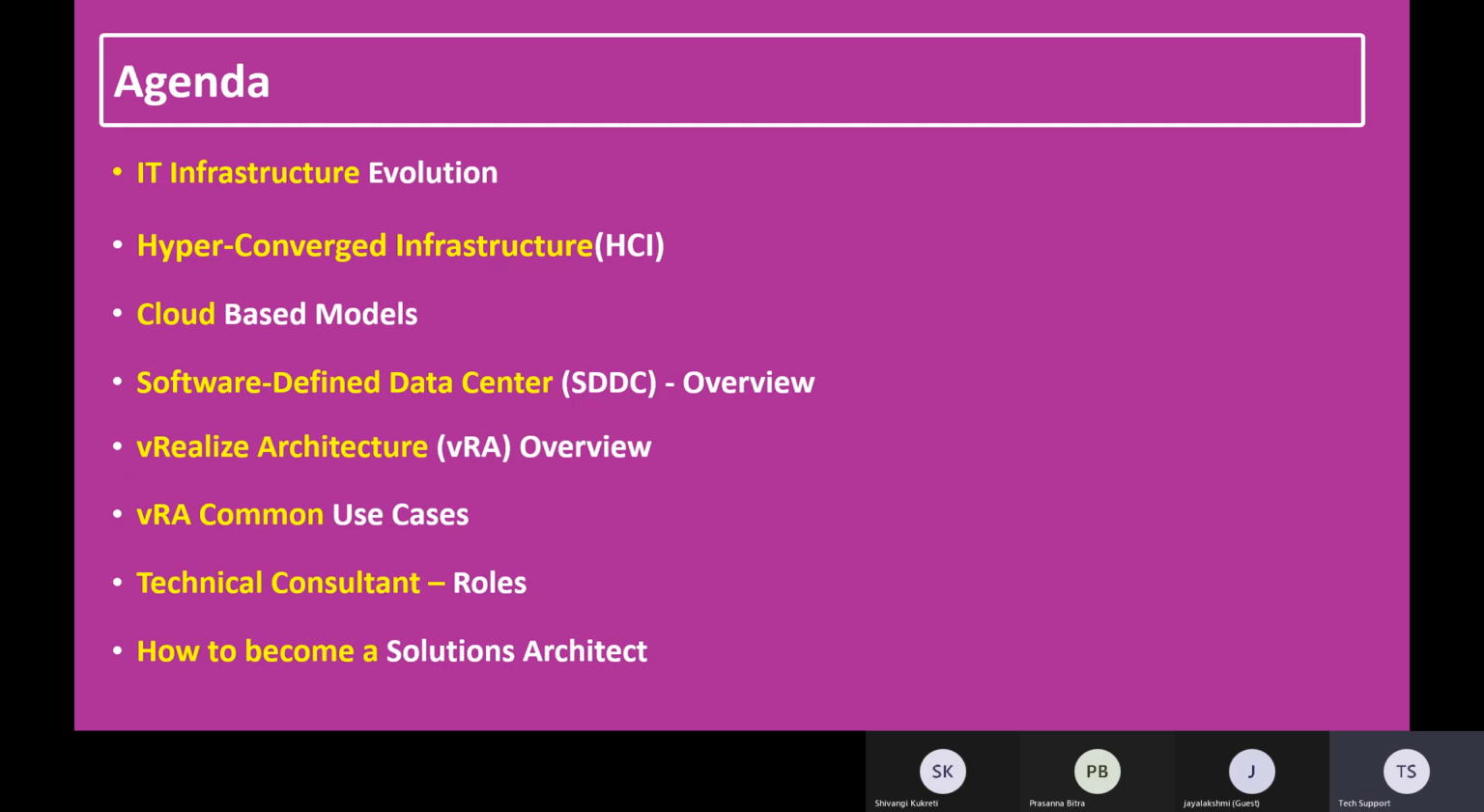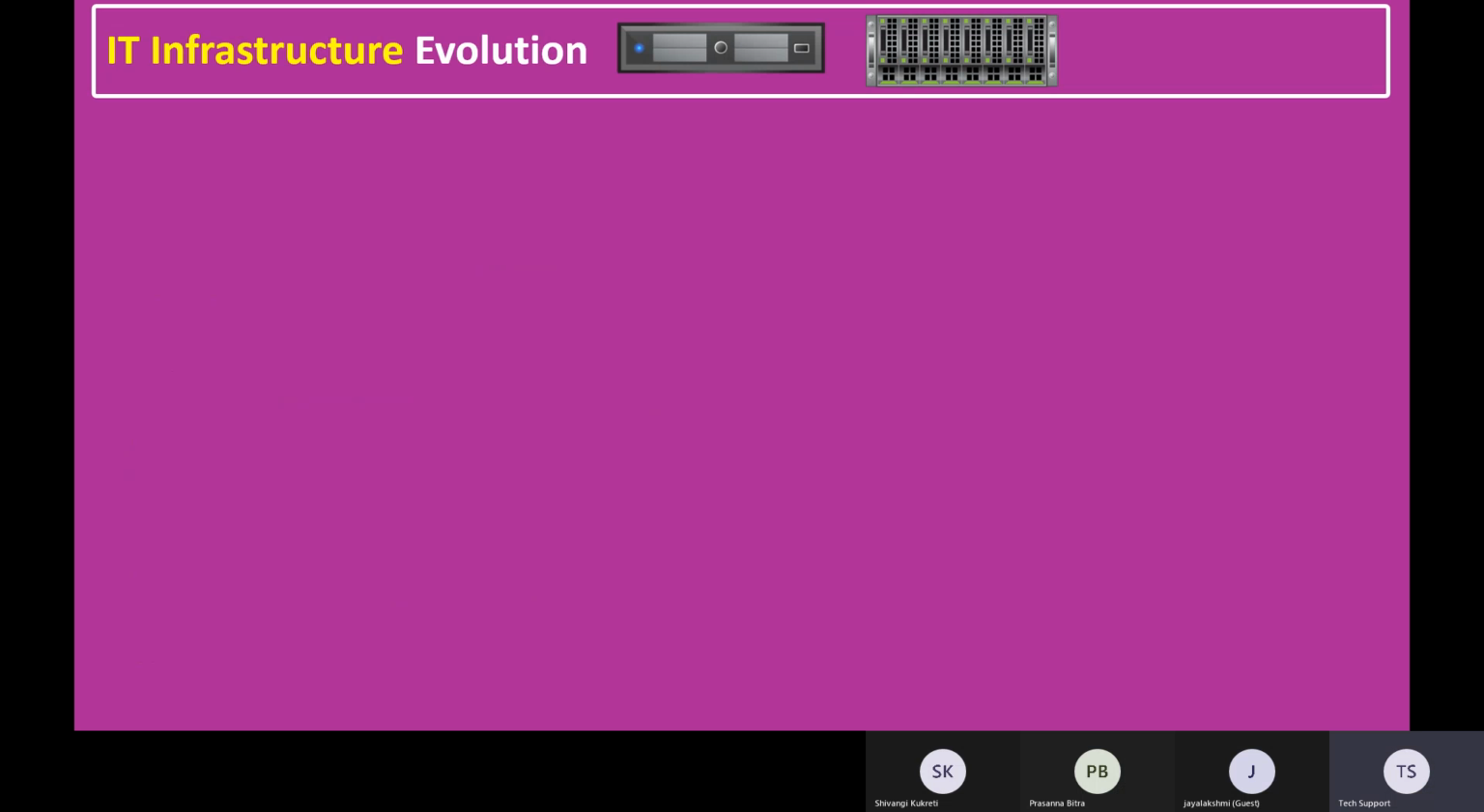Let's start with our IT infrastructure evolution. In IT infrastructure evolution, IT means information technology, as we already know. Infrastructure means whatever we use in an IT environment, in our data center, all are considered infrastructure components. And evolution means how IT keeps on growing, developing, progressing. Any word we can use, but the usual keyword is evolution.